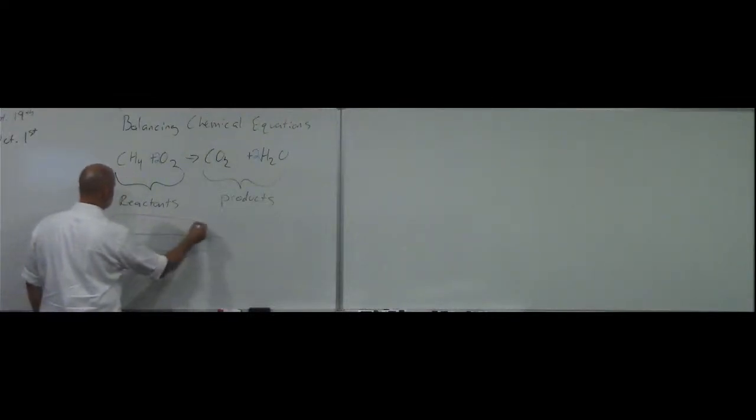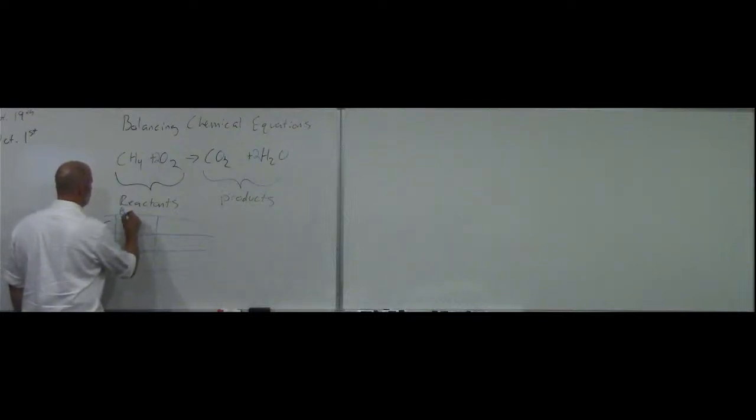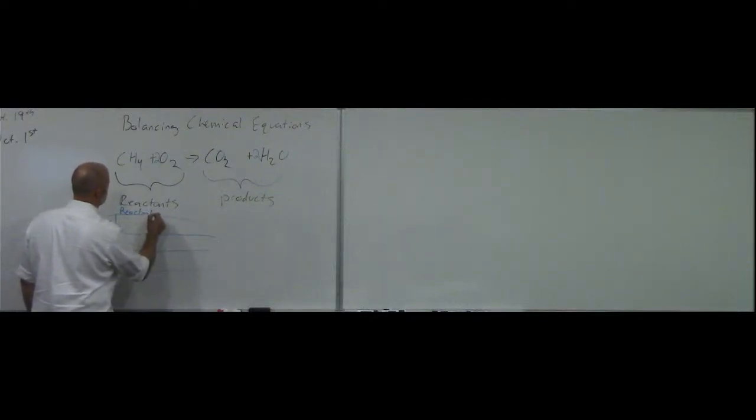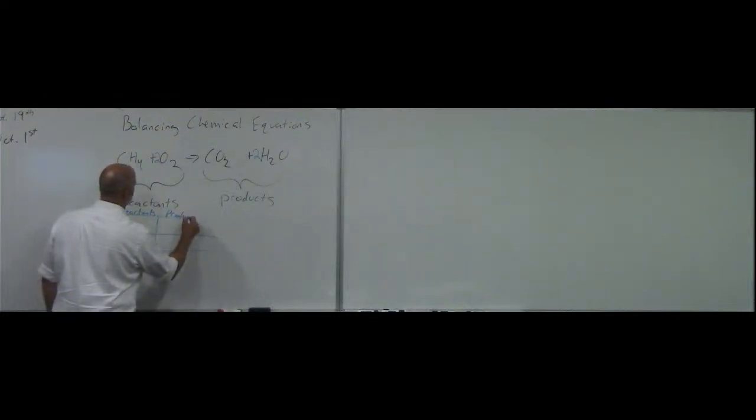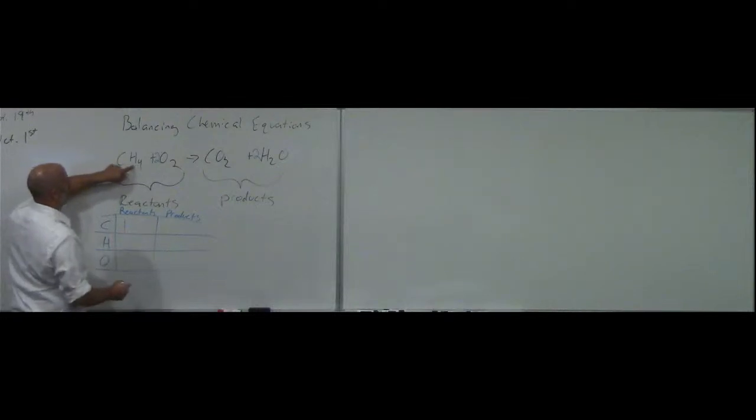You can literally keep track of them. Here I've got carbon, hydrogen, and oxygen, right? I can trace them through my products and my reactants, right? So let's go reactants and products. So I've got 1 carbon. I've got 4 hydrogens, 1, 2, 3, 4. I've got 4 oxygens, 1, 2, 3, 4.